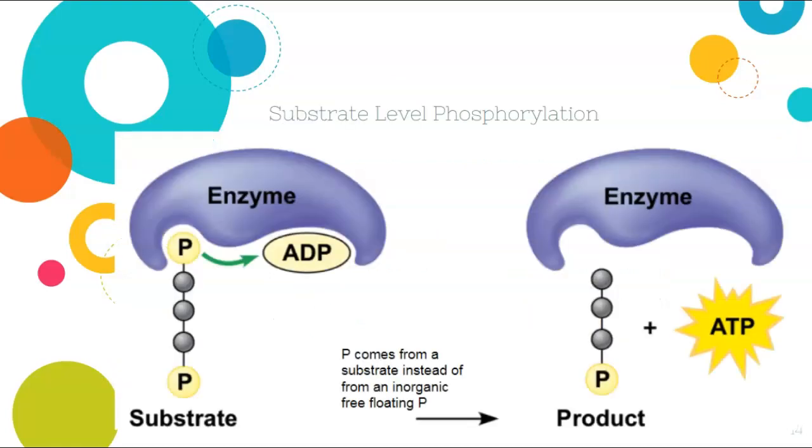And so basically what's happening here is we've got some type of molecule with a phosphate on it, and here we've got an ADP. And so there's going to be an enzyme, here's the active site, that's going to take this phosphate, snatch it off of this guy, and plop it onto ADP to make ATP. And here's our molecule minus its phosphate. Okay, so this is substrate level phosphorylation because this is a substrate, and we're getting the phosphate from a substrate.